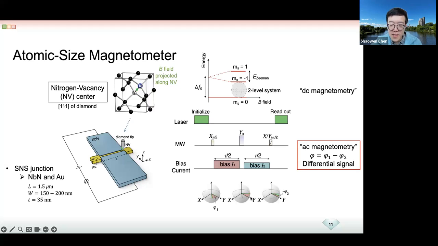Because this angle is flipped in the middle, in the end what we can measure is the differential signal between the first and the second half of the cycle, right? So for example, if I use some current, and the current generates a magnetic field, I will be able to pick up the difference of the signal I put in each half of the cycle. Okay, so a little bit more technical.